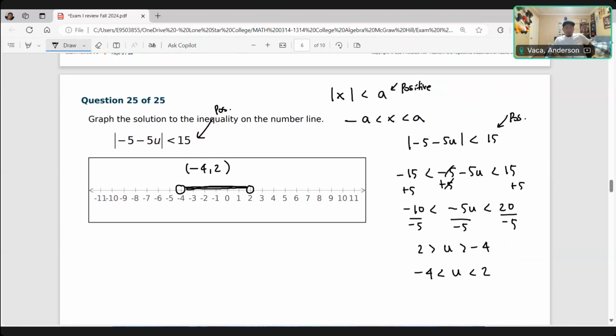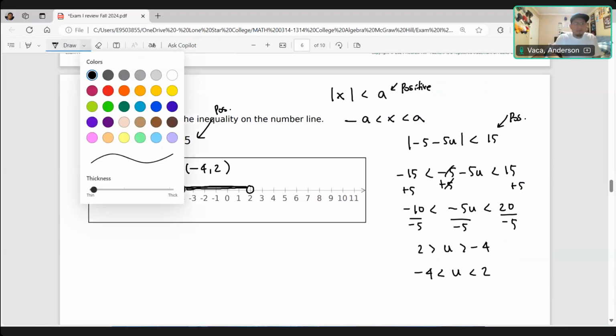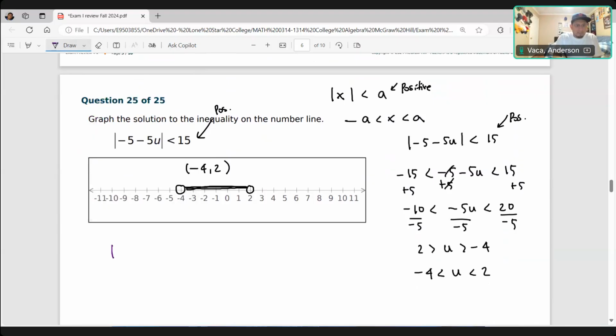Okay. And for funs and giggles, let me just add, this is how you do this example. But what happens if that would have been negative 5 minus 5u greater than 15? What do we do instead? Instead, we solve these two inequalities. Less than negative 15, and negative 5 minus 5u greater than 15. That's what you would have done if that would have been a greater than, okay?